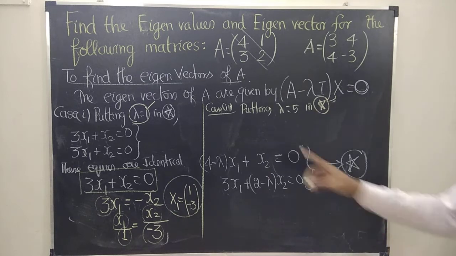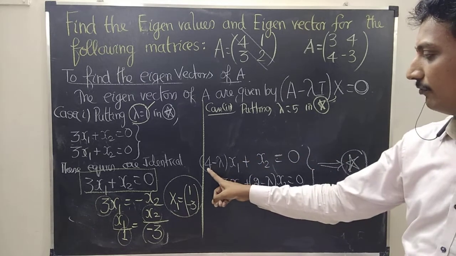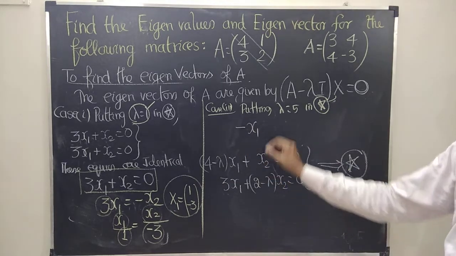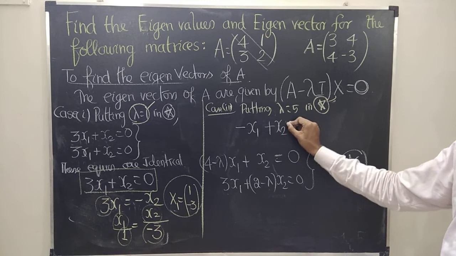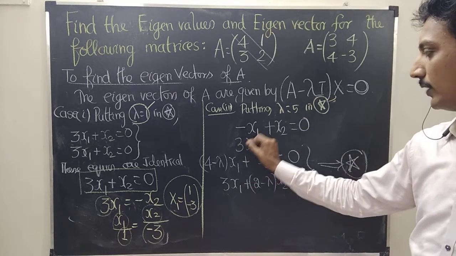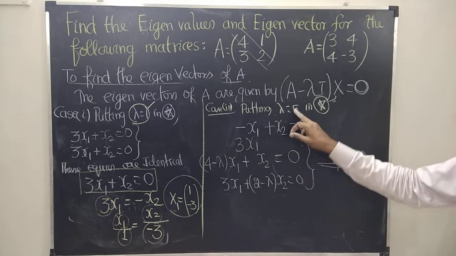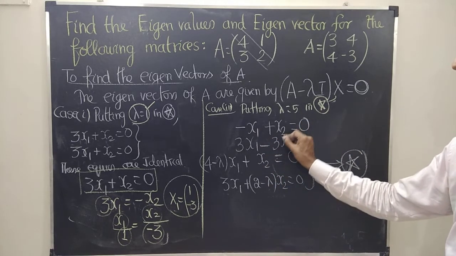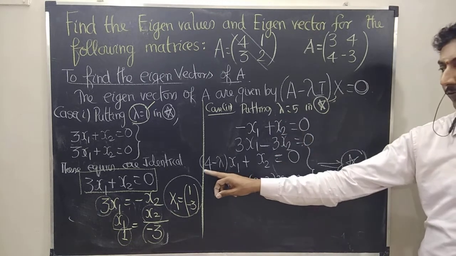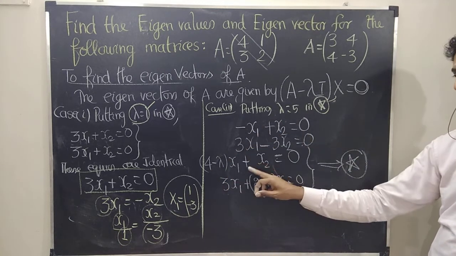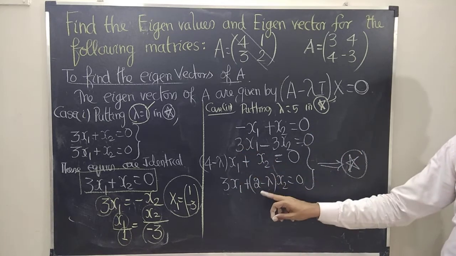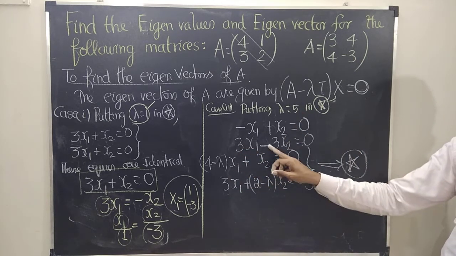When I substitute lambda is equal to 5 here, 4 minus 5 is minus 1 into x1, minus x1 plus x2 is equal to 0. What about the second equation? 3x1, 2 minus 5 is minus 3x2 is equal to 0. Repeating: substituting lambda equal to 5, 4 minus 5 is minus x1 plus x2 equal to 0. Second equation, 3x1 minus 3x2 equal to 0.